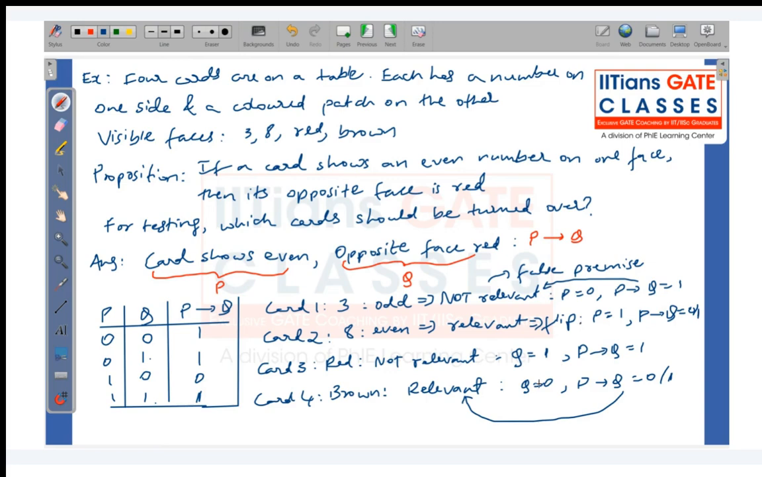Is the line of reasoning clear to everyone? So the final answer is both these cards, card 2 and card 4. These two need to be flipped.